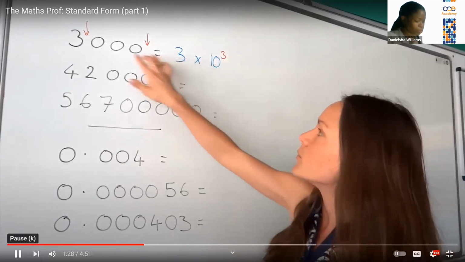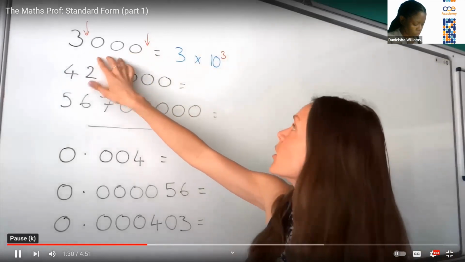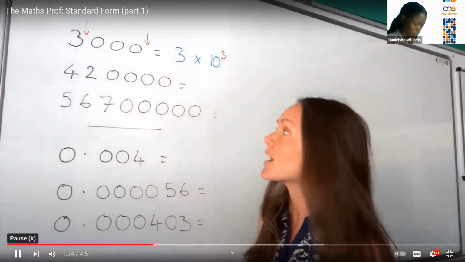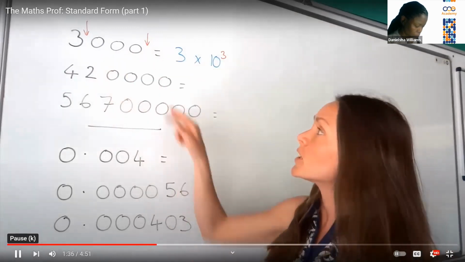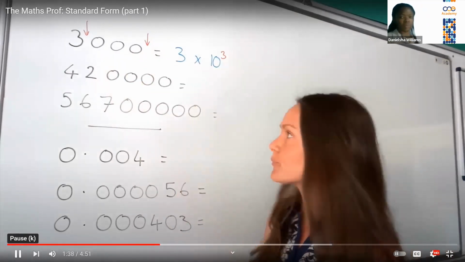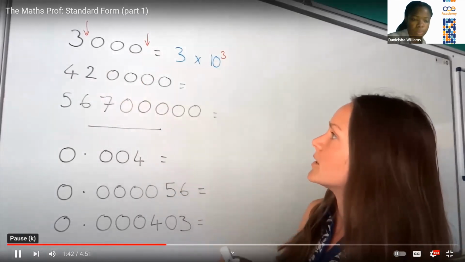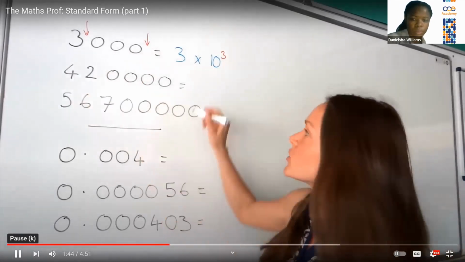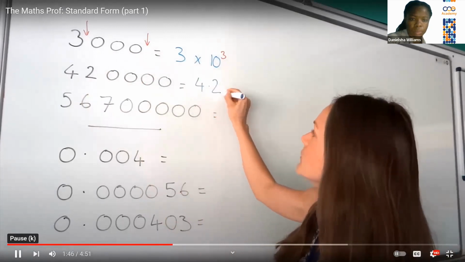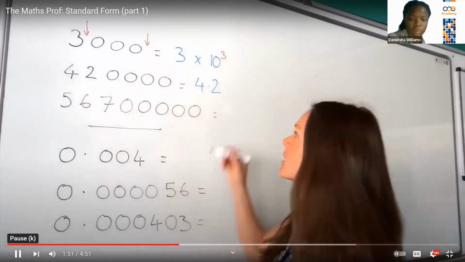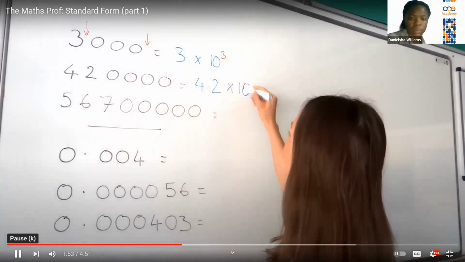So this is equal to the number 3,000 because 10 cubed is 1,000 and 3 times 1,000 is 3,000. So here we go, we've done the first one, that's now in standard form. In the next one, if we want to write this number between 1 and 10, it should be written as 4.2. Then remember, for standard form, you always have to write times 10. So here, I'm writing times 10.